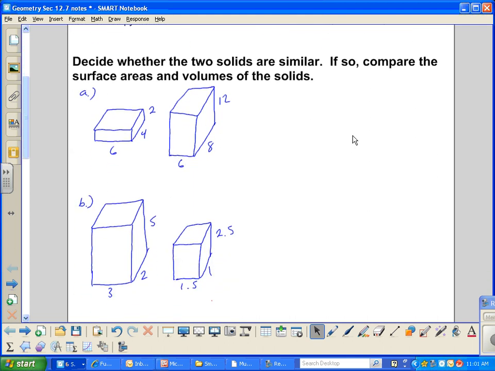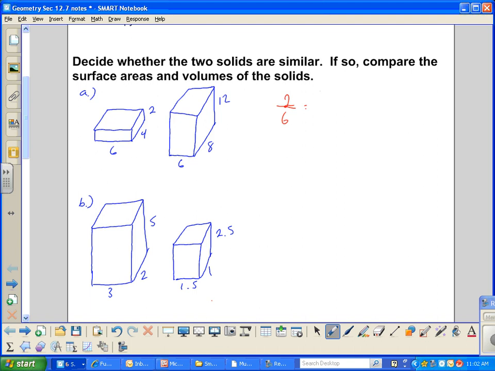So next up, it wants us to decide whether the two solids are similar. If so, compare the surface areas and volumes of the solids. And so in this case, we want to check all of the ratios of the corresponding sides of one to the other to make sure that they all work. So from there we're going to look and say, okay, where's the smallest side on the left one? The smallest side for the one on the left is 2, and it would compare with which side on the bigger one? The 6, right? That's the smallest one on that side.